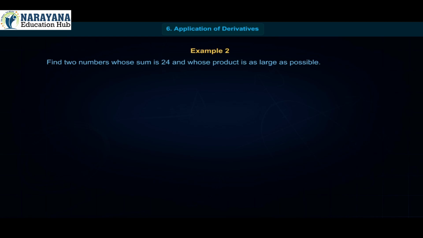Example 2. Find two numbers whose sum is 24 and whose product is as large as possible. Solution. Suppose the two numbers are x and 24 minus x. Their product P(x) is equal to x into (24 minus x), which is equal to 24x minus x².